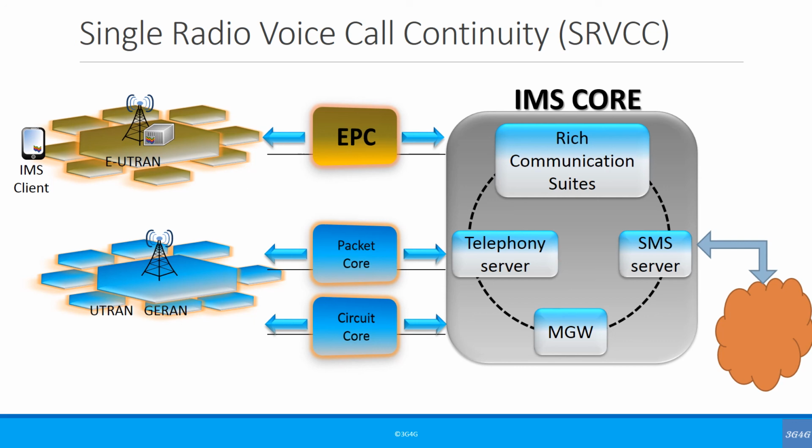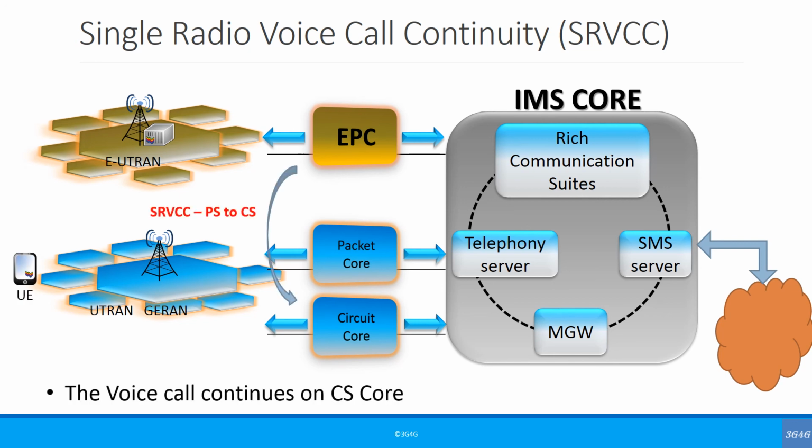The other option is single radio voice call continuity. In this particular case, initially the phone, as you can see, is camped on the 4G, and it's having a call through the IMS core. When it moves out of the 4G coverage area, the call has to be rerouted through the circuit switched core, right? So this is known as single radio voice call continuity. So in the earlier case, where we have VoLTE to voice over HSPA handover, the call continues through a PS core. But in this case, the voice call continues on the CS core.